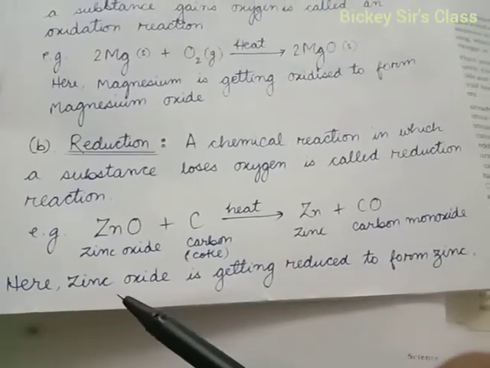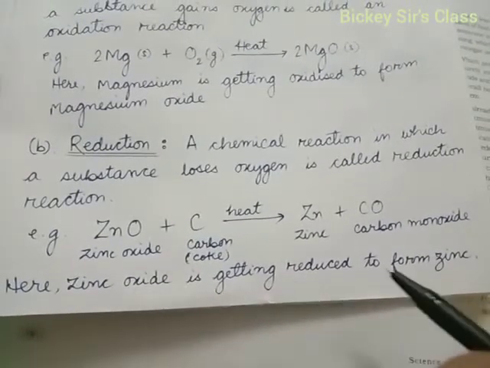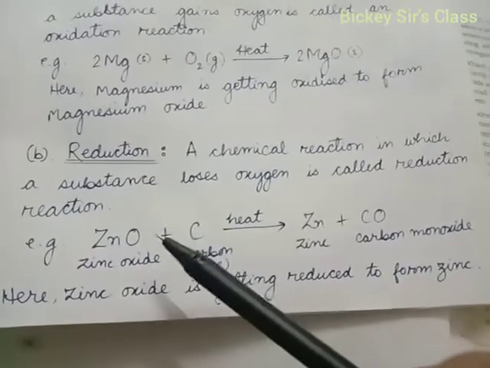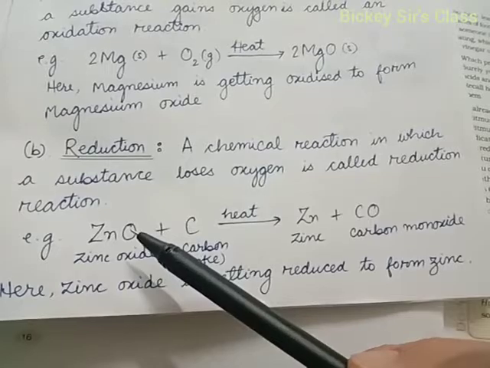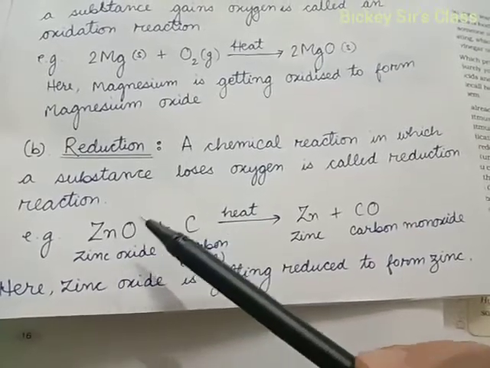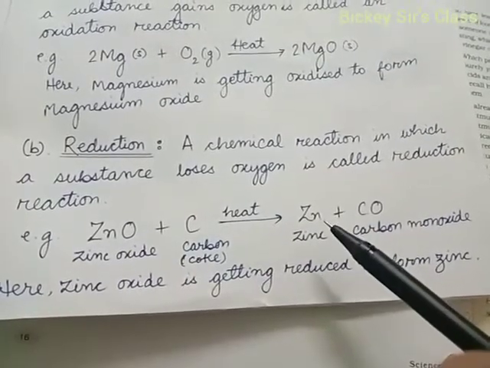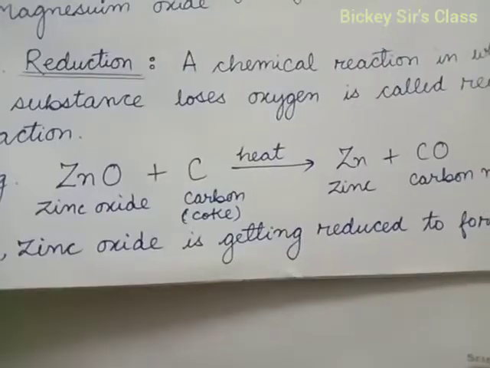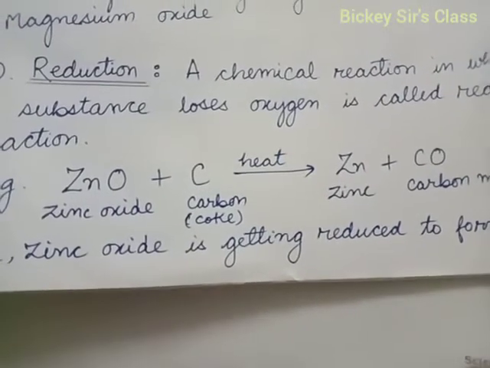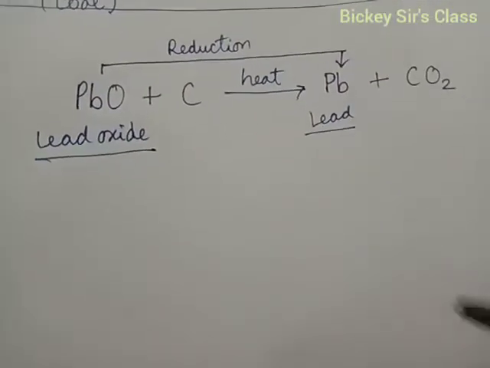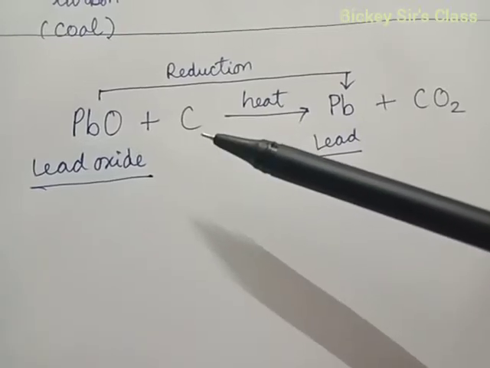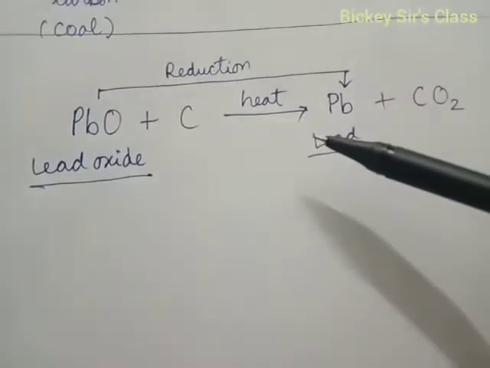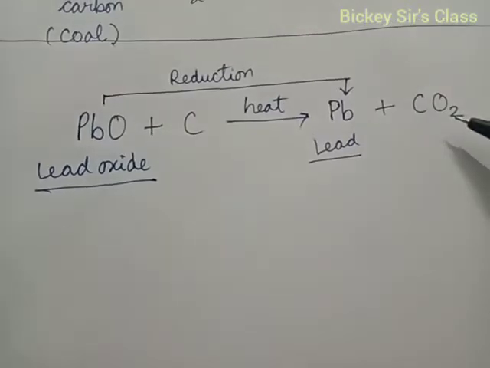In this reaction, the zinc oxide is getting reduced to form zinc. So how can we say that zinc oxide is getting reduced? Because zinc oxide is losing the oxygen from it, to form zinc. Similarly, another reaction for reduction is this one. When lead oxide is heated with coke or carbon, then it produces lead and carbon dioxide gas.